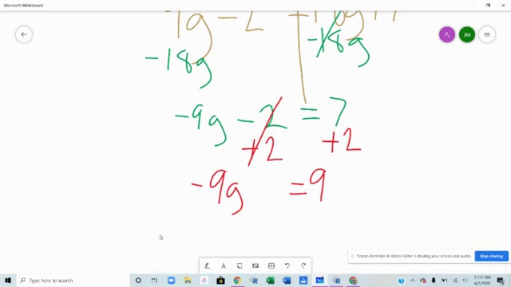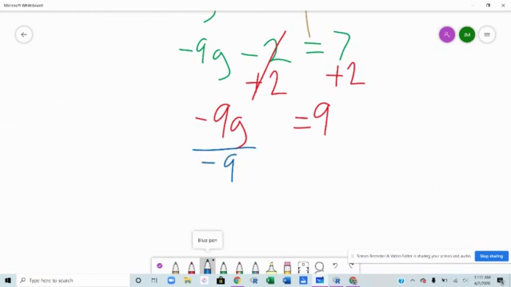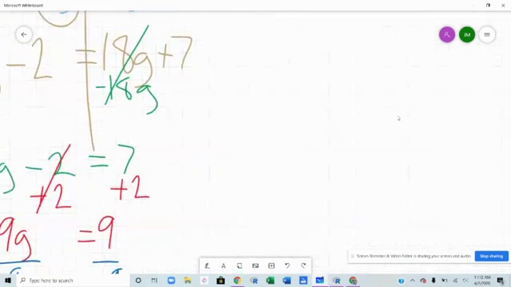And now we have negative 9g, which means I have negative 9 times g. So I need to get rid of that negative 9 by dividing on both sides. So g equals 9 divided by negative 9 is negative 1. If you did not get that same answer as me, then you should just follow through my video, copy down how I went through it.